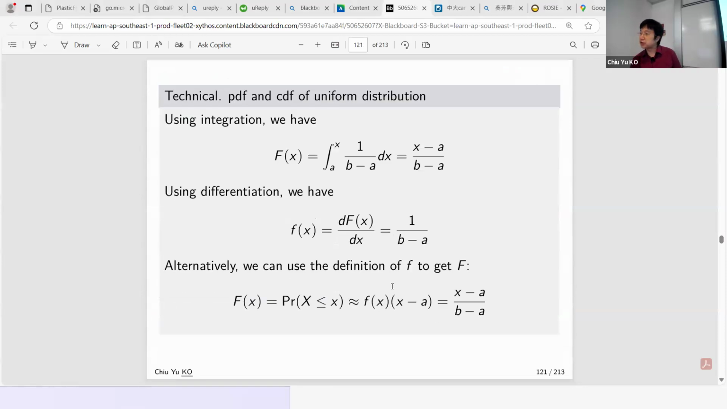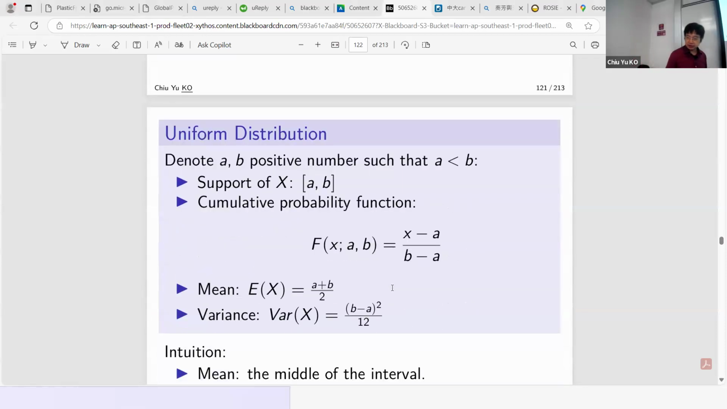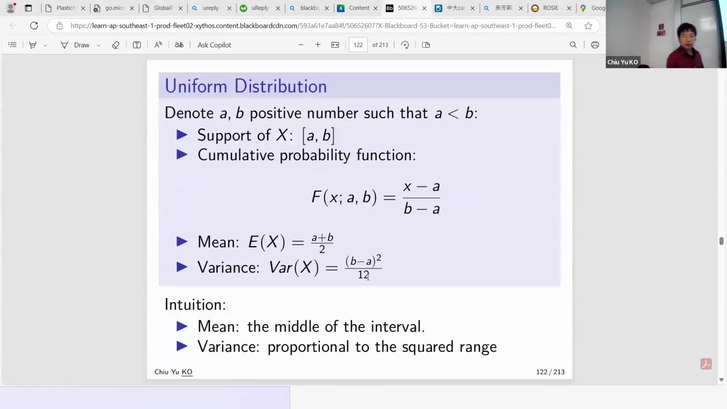And this is the integration definition, but the only way to know is this: the big F is X minus A over B minus A, so it's a definition. The only thing to remember, which is probably not surprising, is that the mean of X is A plus B over 2. It's the middle between A and B, the average between A and B. Because every number is there, the average is exactly the middle. I think that is very intuitive.